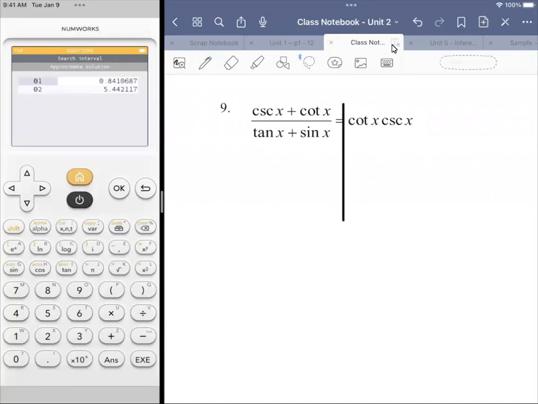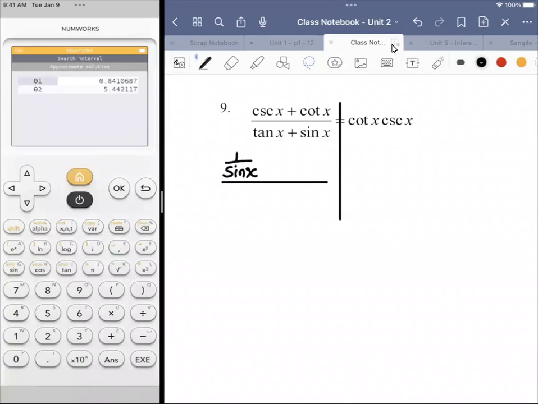So impenetrable barrier, start with the more complicated side, which I think is the left-hand side. Hopefully you agree. One of the strategies was to change anything that was not sine or cosine into an expression that is or involves a sine or cosine. So the cosecant is 1 over sine x. I'm sorry, I'm in a theta habit now from all those trig equations. 1 over sine x plus cotangent is cosine x over sine x. Tangent is sine x over cosine x. And sine x is just sine x, but I'm going to write that as sine x over 1. We have a common denominator for the top, but we can get a common denominator for the bottom.